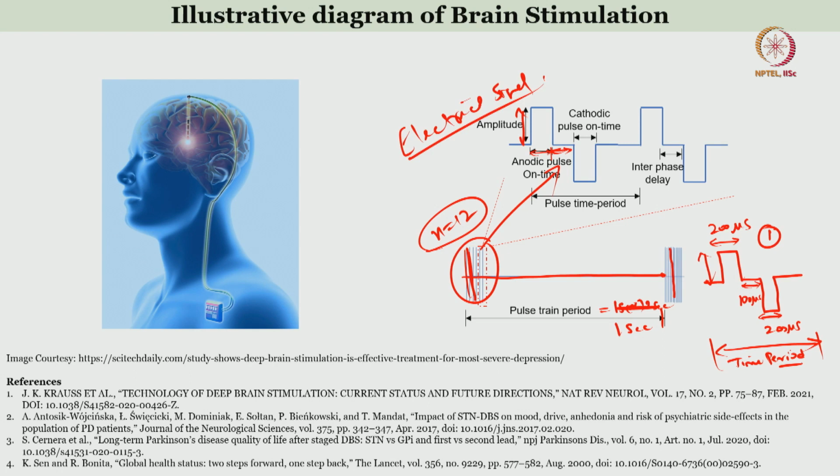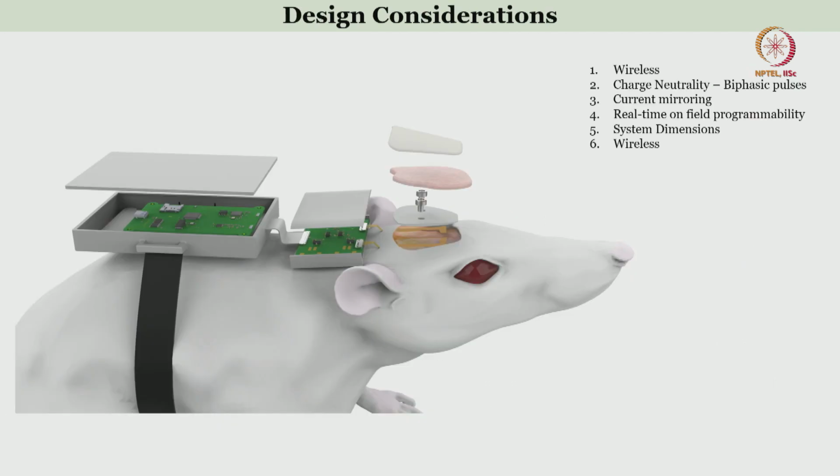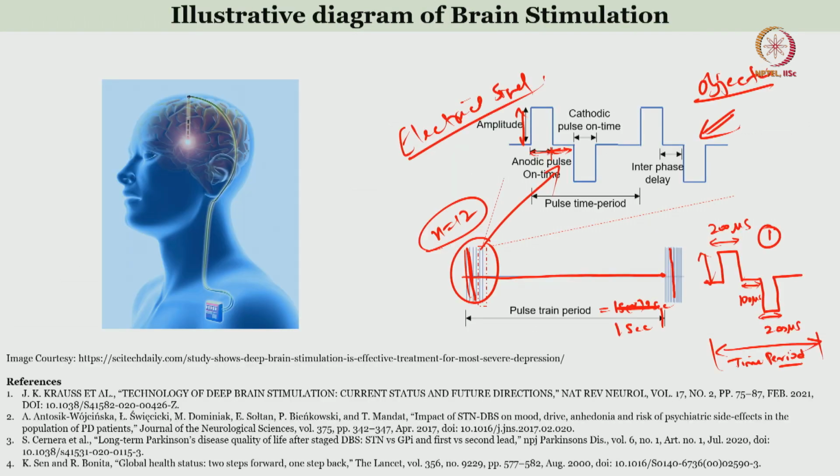Once we are clear about the objective, we need to generate these signals for any biomedical application. These are some of the parameters one has to keep in mind, right. Now, what are the challenges that we have? Do not get worried right now, because I just showed you a rat in the earlier slide, there is a human, right.